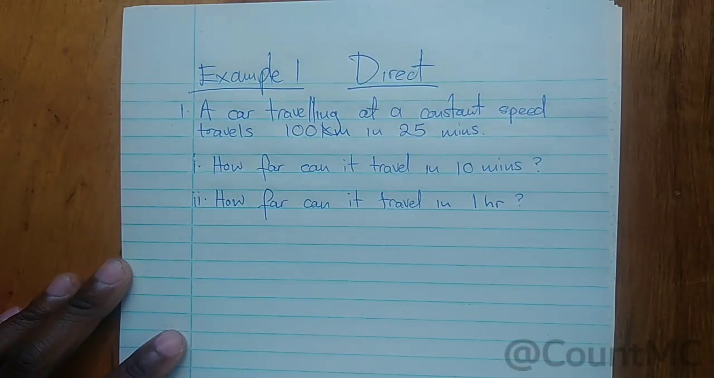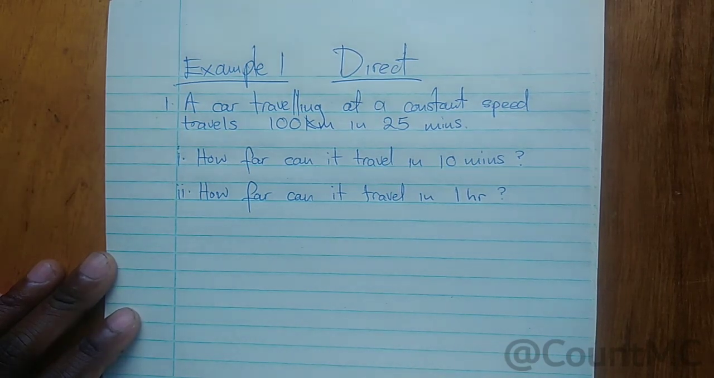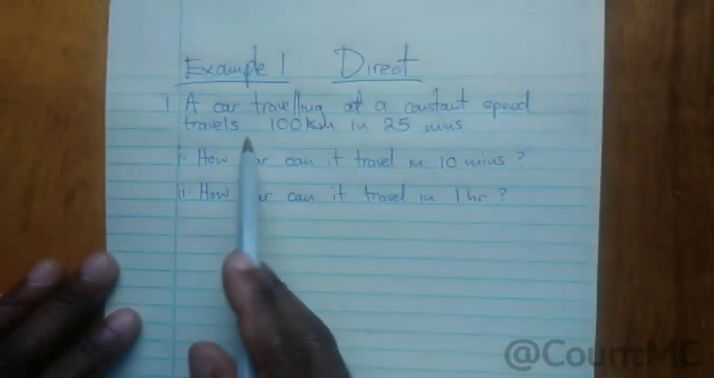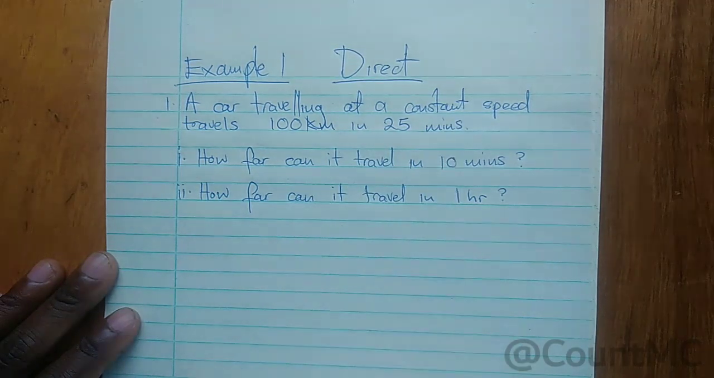Okay guys, welcome back to direct and indirect proportion. There's a second method which I want to introduce to you, and this method will help you to actually create an equation first before you do the calculations, like what we're doing in the previous video. So let's begin. A car traveling at a constant speed travels 100 kilometers in 25 minutes.